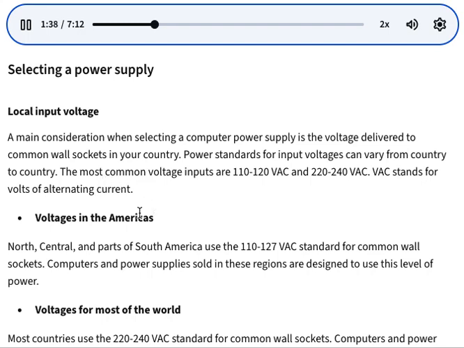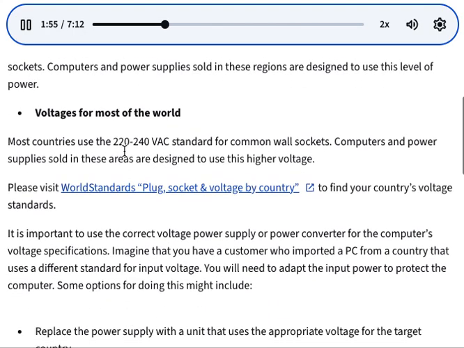Voltages in the Americas. North, Central, and parts of South America use the 110 to 127 VAC standard for common wall sockets. Computers and power supplies sold in these regions are designed to use this level of power. Voltages for most of the world. Most countries use the 220 to 240 VAC standard for common wall sockets. Computers and power supplies sold in these areas are designed to use this higher voltage. Please visit World Standards, plug, socket, and voltage by country to find your country's voltage standards.